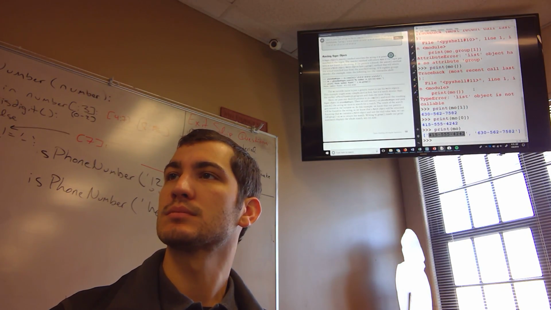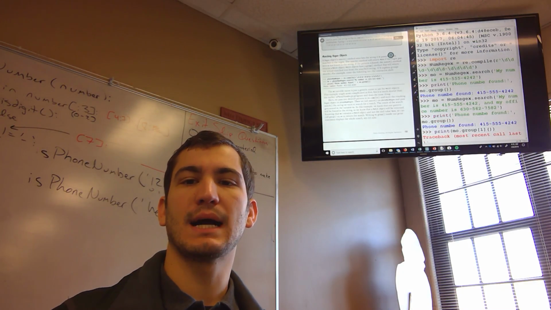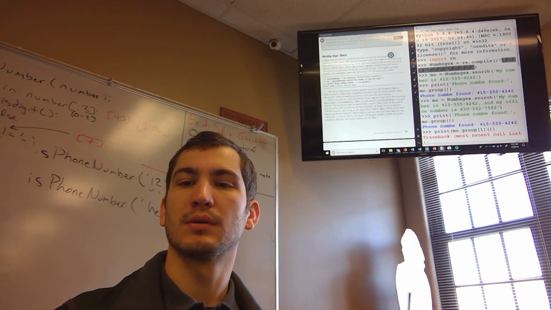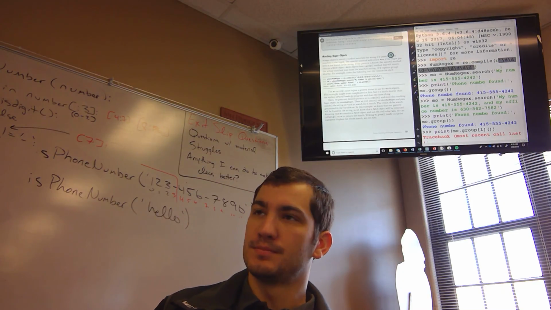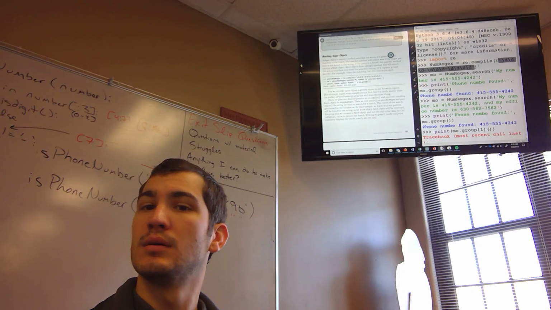So, what exactly is the re.compile and the dot group? re.compile is basically saying this is what we're looking for. Okay, so that's just the notation for the pattern. Okay. What's dot group then?